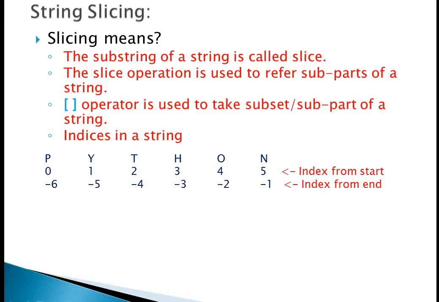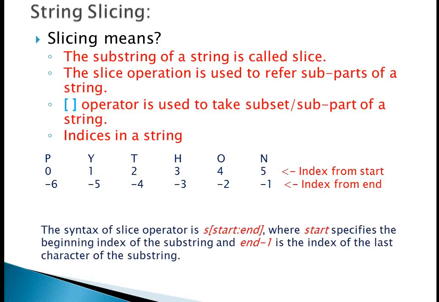Now the slice operator. The syntax of the slice operator is: first mention the string object, here it is S, then opening square bracket, closing square bracket, and inside the brackets, start and end. Here start specifies the beginning index of the substring, and end -1 is the index of the last character of the substring. You have to take care here. Though end is mentioned, end is excluded. You will get the end -1 character. You will see using an example.